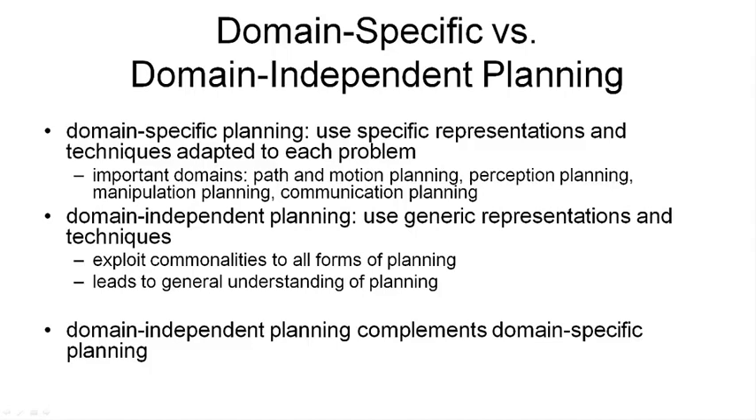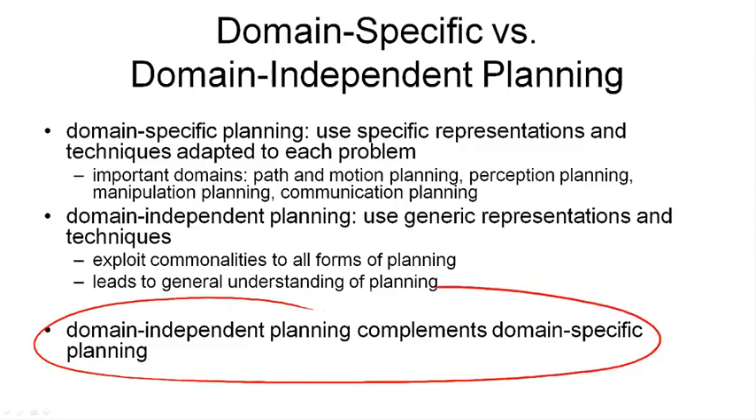On the other hand, there is domain-independent planning, and there we use generic representations and techniques to solve the generic planning problem. The advantage of this is that it saves effort, so we don't need to reinvent the same techniques for different problems all the time. We can always reuse the same planning algorithms. The disadvantage is that this means planning from first principles and is often relatively slow. But it also leads to a general understanding of planning, and as I've just explained, that's the scientific goal of artificial intelligence.